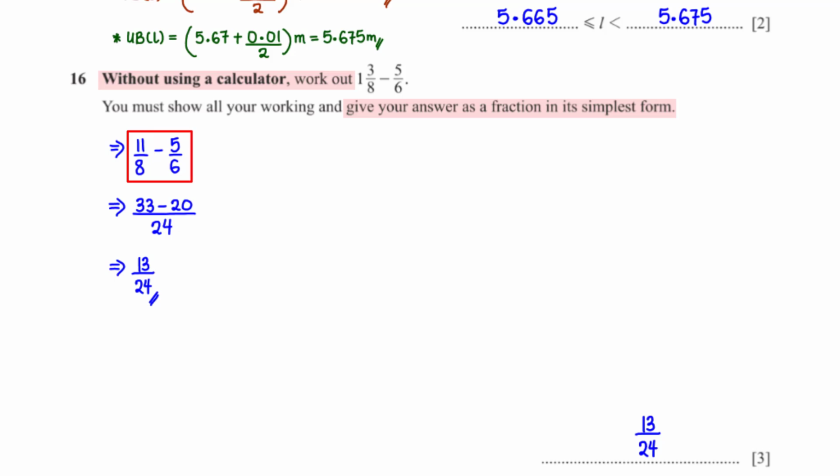The LCM for 8 and 6 is 24. For 11/8, since we multiply 8 by 3 to get 24, we also need to multiply 11 by 3, which gives us 33. For 5/6, since we multiply 6 by 4 to get 24, we also need to multiply 5 by 4, which gives us 20. 33 minus 20 is 13, so we have 13/24.